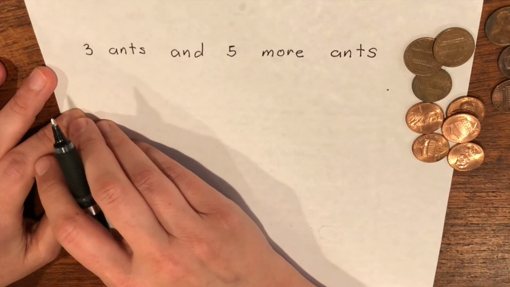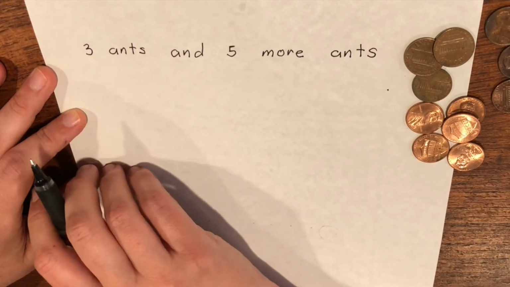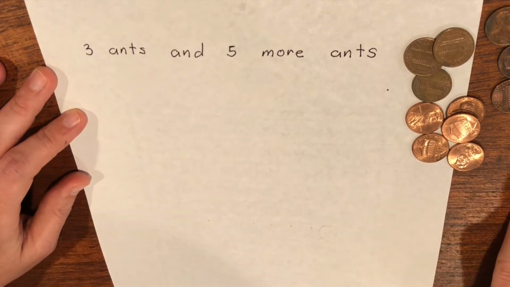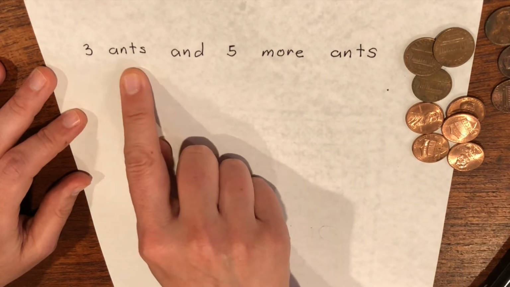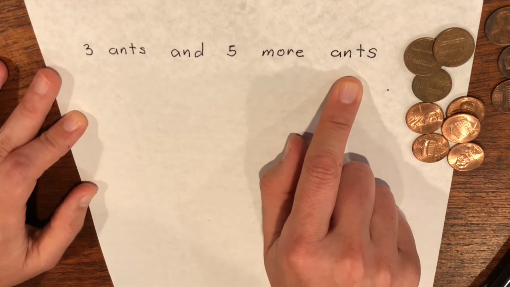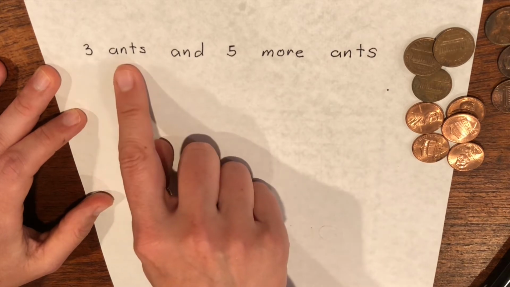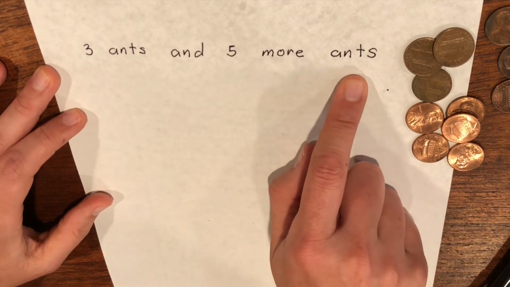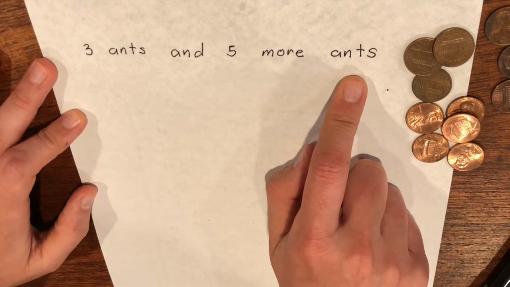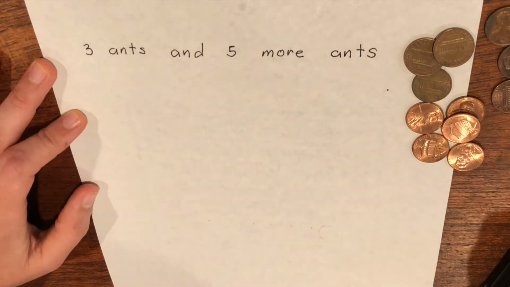All right, my friends, we're going to be trying this one with counters. Let me read it by myself the first time, and you read it with me the second time. 3 ants and 5 more ants. Read it with me this time. 3 ants and 5 more ants. Now, my friends, we do exactly what we just did before. We break the problem down.